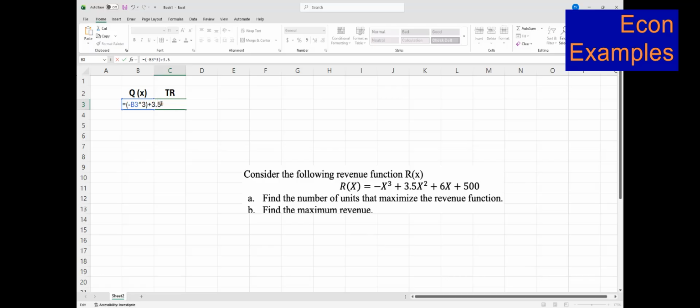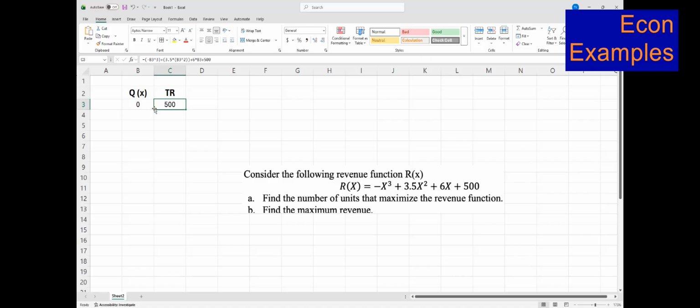Then I'm going to add 3.5, and I know that that is B3, so I'm going to multiply B3, and I'm going to raise that to the second power. And I want this to happen first, so I can put a double parentheses on there. And then I go plus 6 times B3 plus 500. And that should give me 500. It did, because that's a 0, that's a 0, that's a 0, and it leaves us with 500.